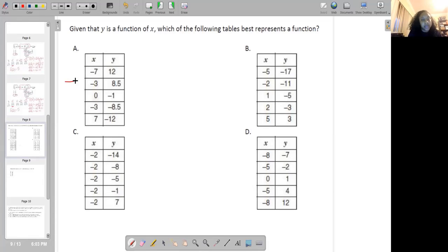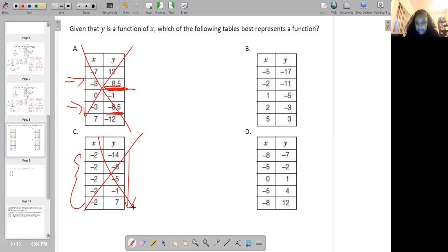So for example here, I have a negative 3 here and a negative 3 here. Now the first time it went into that machine, positive 8.5 came out. So the second time it should be positive, but we see it's negative. So it's not A, right? Because the y values when the x repeat did not stay the same. If you notice here, all of these are negative 2, and we have a whole bunch of different values for y. That's not going to be our answer.